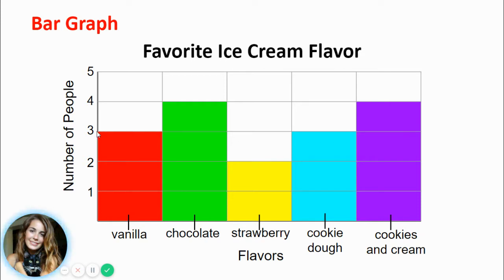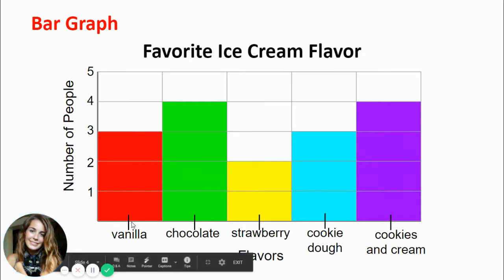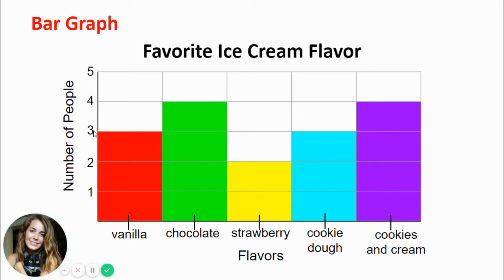So when I read this bar graph, I can look at vanilla and I can see that the bar for vanilla is shaded in up to the number 3. And that tells me that 3 people chose vanilla as their favorite flavor of ice cream. 4 people chose chocolate. 2 people chose strawberry. 3 people chose cookie dough. And 4 people chose cookies and cream.